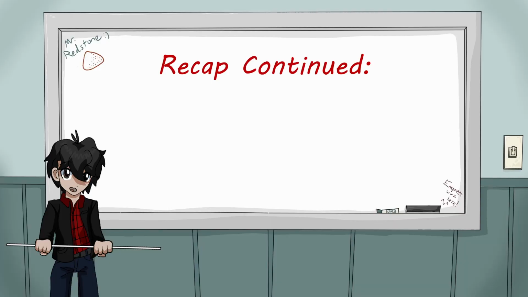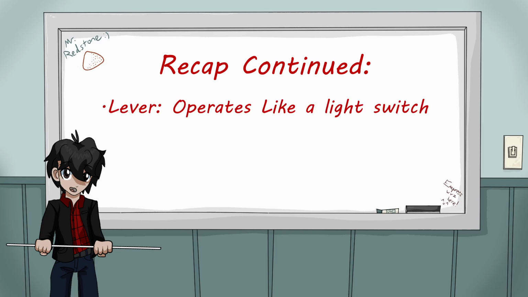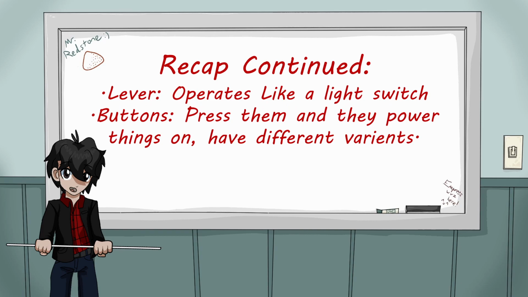It is recap time yet again. We just discussed the inputs. The lever, it powers things on or off, kind of like a light switch. The buttons, they have two different variants. There's the wood and the stone variants. The wood lasts a little bit longer than the stone variants and can be made by any variants of the wood itself. And the stone has the normal stone one or the blackstone buttons.